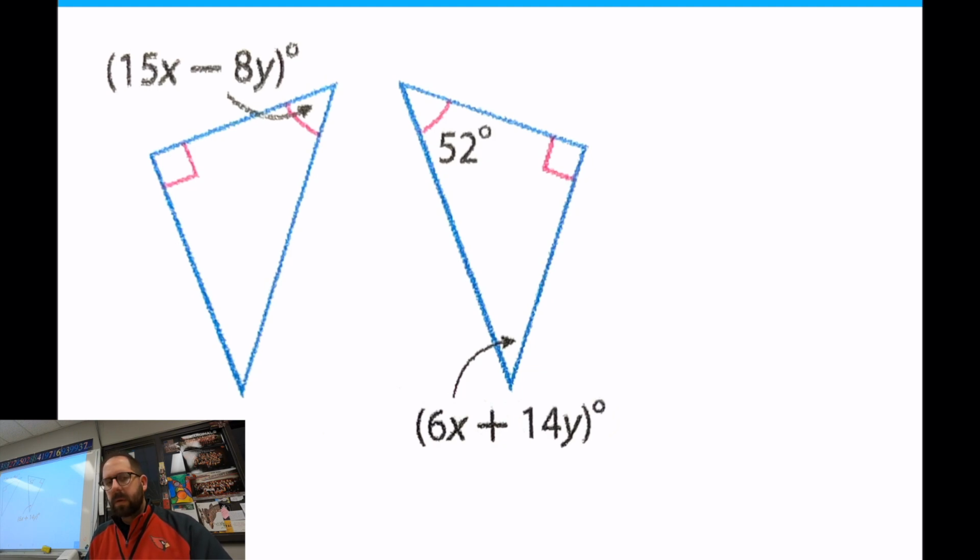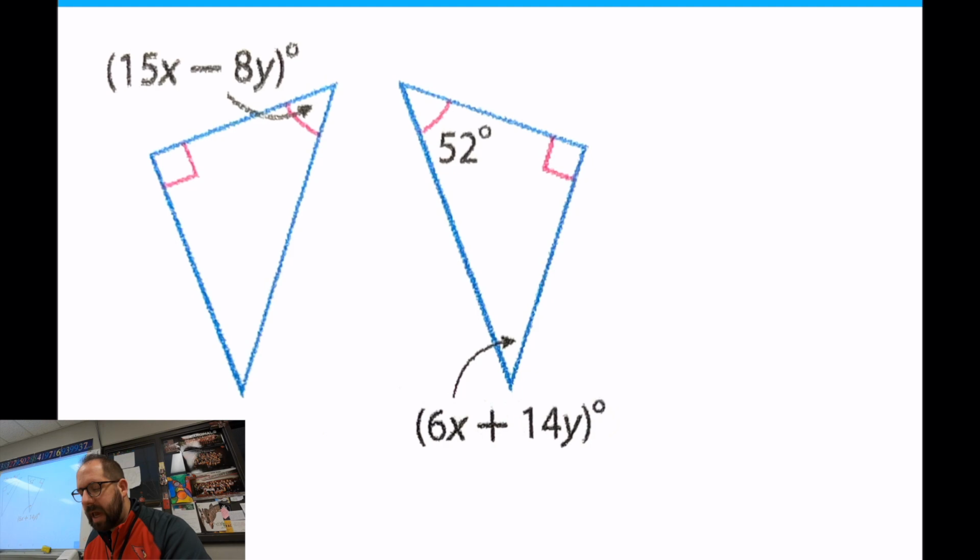All right. Okay, so let's talk about this one specifically. Okay, we're given two right triangles, right? One of the triangles has little pink bubbles. That means that those angles are the same. So what would the measure of this angle over here be? What's the measure of this thing? 52. Okay, we're going to use that fact here in a second. That angle has to be 52.